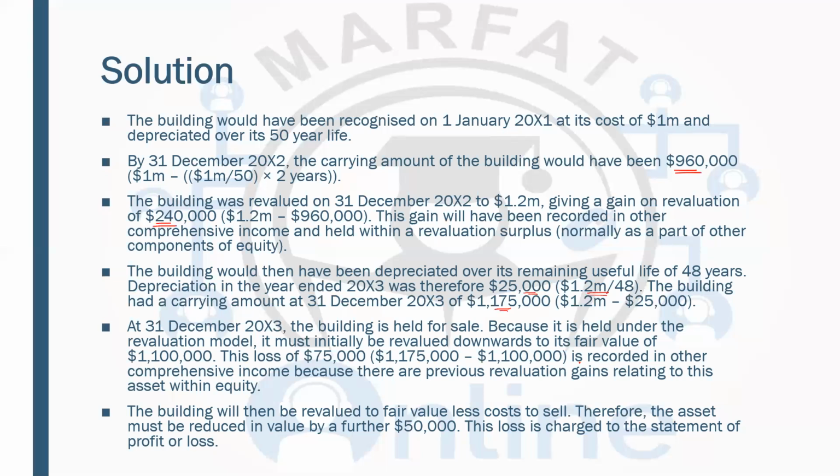Before classifying it as held for sale, we are going to revalue it. And this gives a revaluation loss of 75,000, which will be charged against the revaluation gains, because we already have that. The building will be then revalued at the fair value less cost to sell. Therefore, the asset must be reduced by a further 50,000, and this loss is charged to the statement of the profit or loss. This is what we studied earlier.